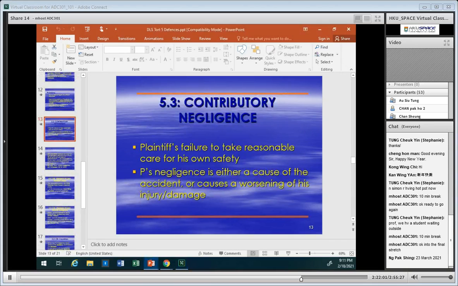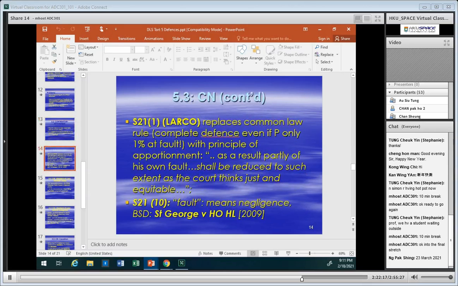Remember, it's the plaintiff's failure to take reasonable care for his own safety. So the plaintiff has to be at fault, and the plaintiff's negligence is either a cause of the accident or causes a worsening of his injury or damage. So remember, the burden of proof will be on the defendant. The defendant has to prove contributory negligence, and he has to prove that the plaintiff was at fault, didn't come up to the requisite standard of care. Also has to prove causation.